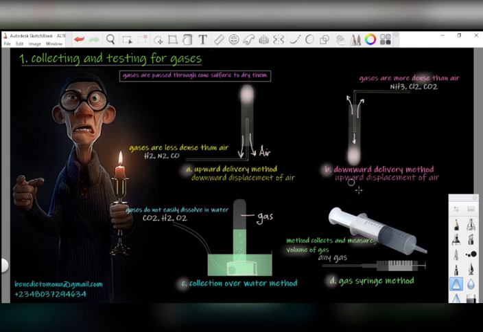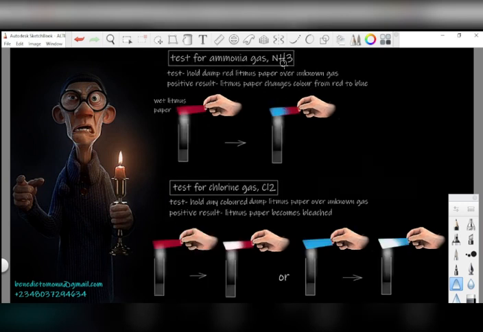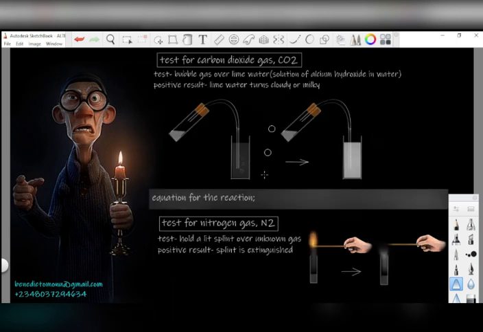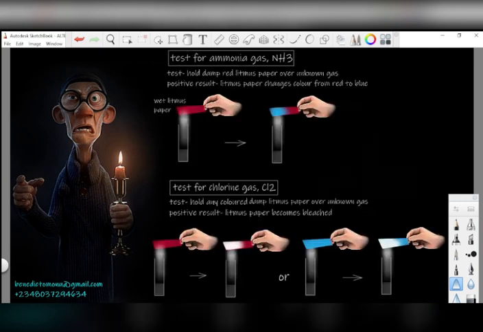So these are the four methods of collecting gases in the laboratory: upward delivery, downward delivery, collection over water, and gas syringe. We move to the next item, which is testing for gases. The gases for your IGCSE exams, you're going to be looking at the tests are hydrogen, oxygen, ammonia, chlorine, carbon dioxide, nitrogen, and lastly, sulfur dioxide. So move one after the other.